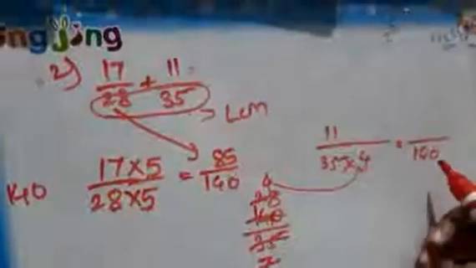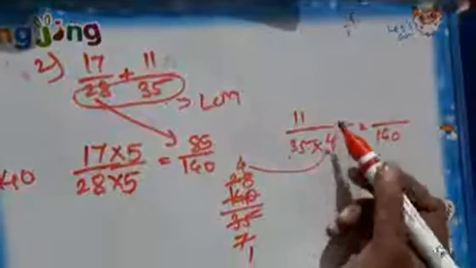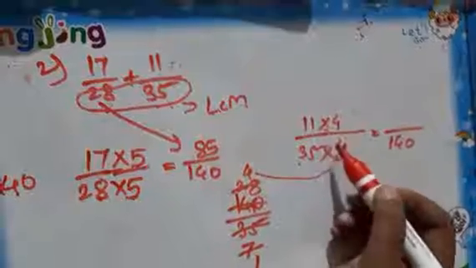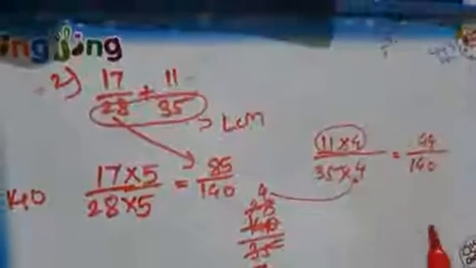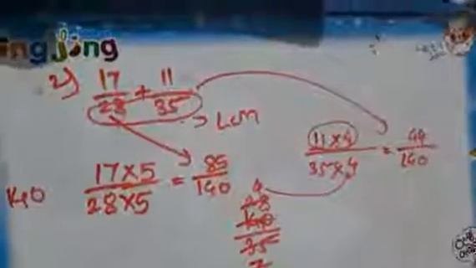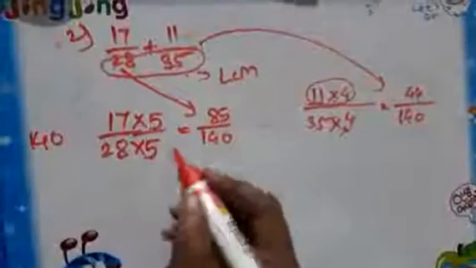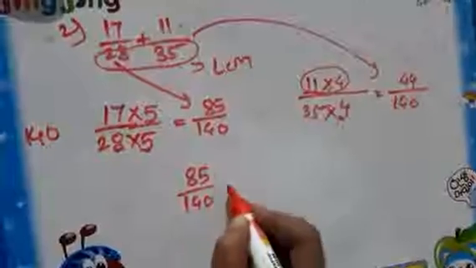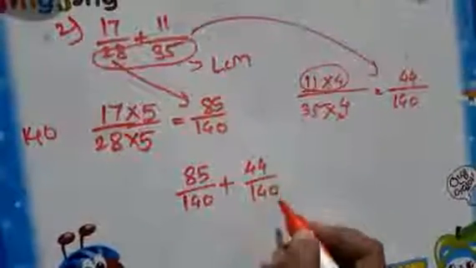35 into 4 will give us 140. Now, as I told, whenever we multiply in the denominator, we have to multiply by the same number in the numerator. So it will be multiplied by 4. Now 11 into 4 is 44. Our second number is turned into this new number, 44 divided by 140. So now what did we get? The first number is turned into 85 divided by 140 and the second number is 44 divided by 140.